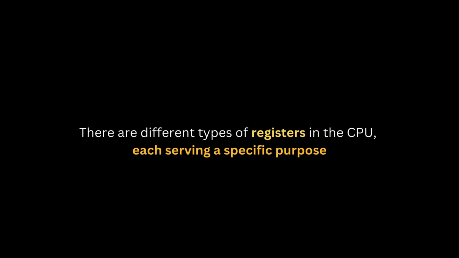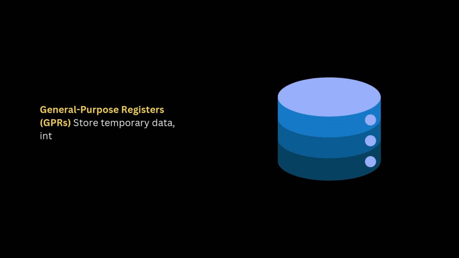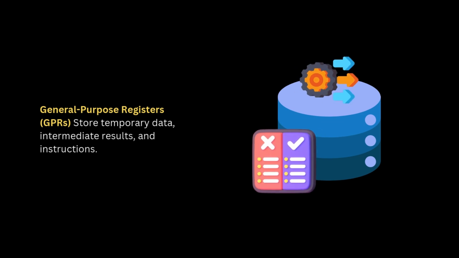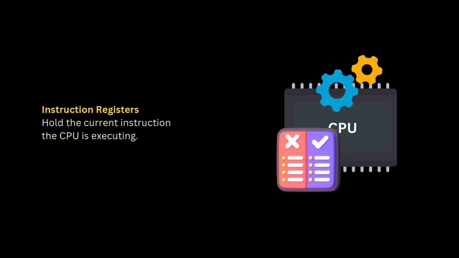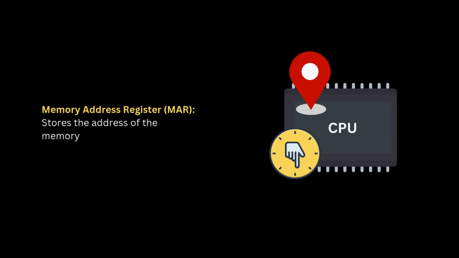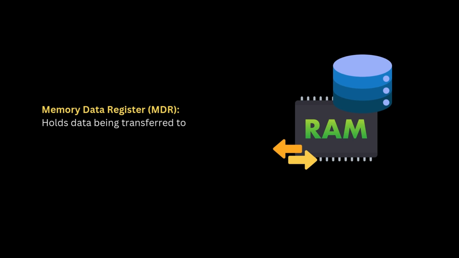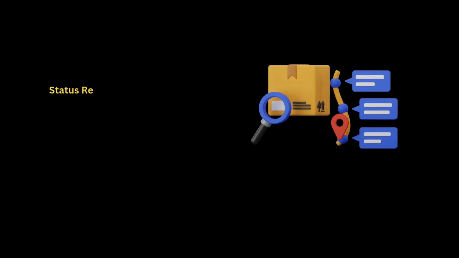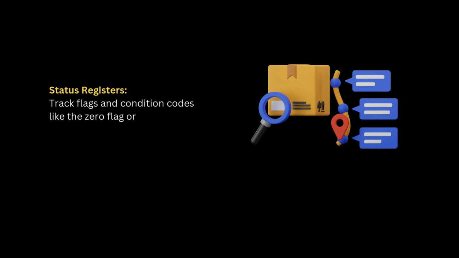There are different types of registers in the CPU, each serving a specific purpose. General-purpose registers store temporary data, intermediate results, and instructions. Instruction registers hold the current instruction the CPU is executing. Program counter keeps track of the address of the next instruction to execute. Memory address register stores the address of the memory location being accessed. The memory data register holds data being transferred to or from memory. And status registers track flags and condition codes like the zero flag or carry flag.